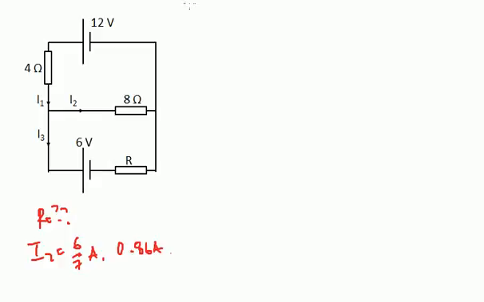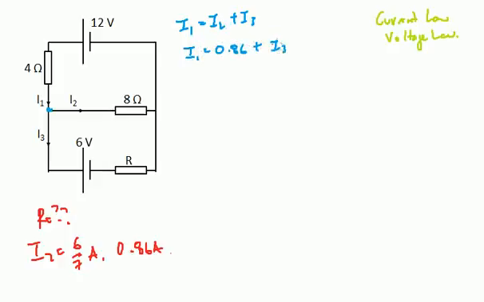Now I know there's two laws I could use. We'll just remind ourselves of them. There's the current law, and there's the voltage law. I'm going to write the current law down. I'm not sure if I want to use it yet, but I've got a junction here, and it could be useful. So I1 comes in and I2 and I3 come out. So I know I1 equals I2 plus I3, and I2 is 0.86. So I1 equals 0.86 plus I3. Well, there's my current law written down.